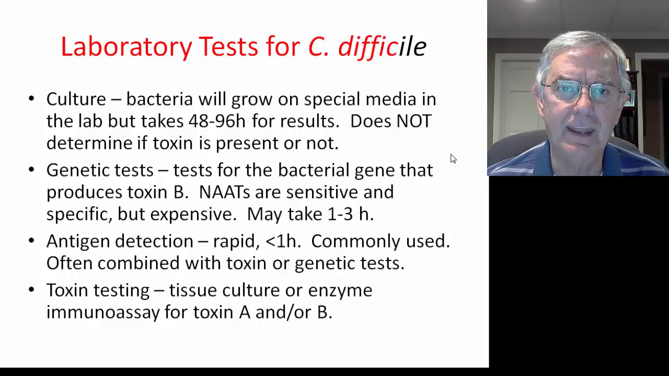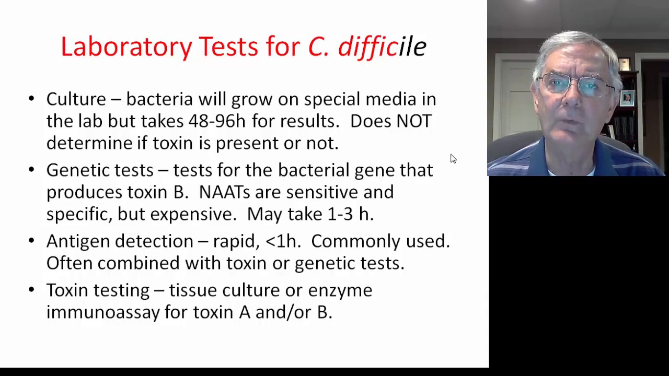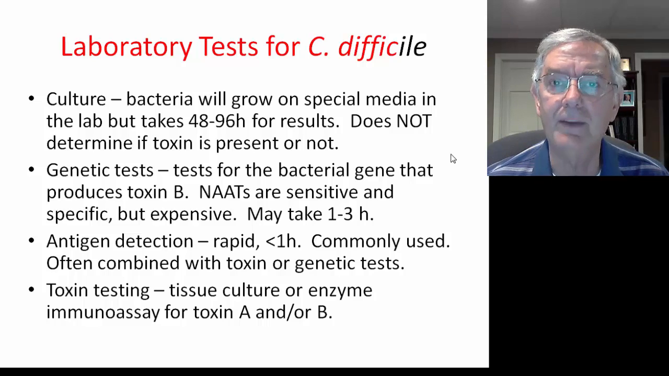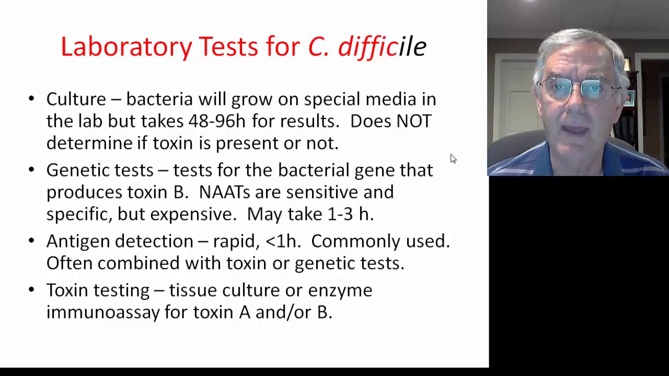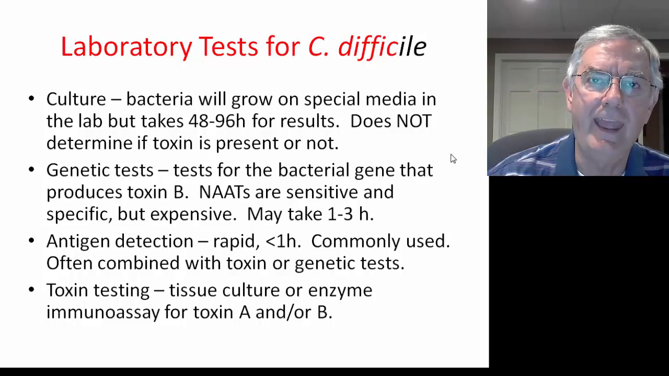Now, rapid antigen detection is very commonly used throughout the United States because it is fast and much less expensive. Its results can usually be obtained within an hour of the time testing is instituted. It's often combined with tests for toxin or with genetic tests. And then finally, there is toxin testing itself, either by tissue culture or by enzyme immunoassay for toxin A and toxin B. So there are the four primary means of laboratory testing: culture, genetic testing, antigen detection testing, and toxin testing.